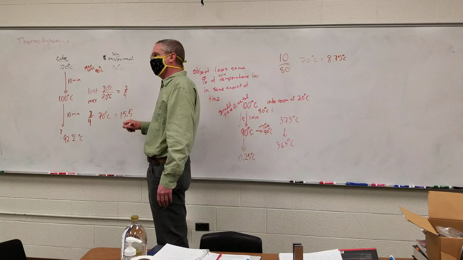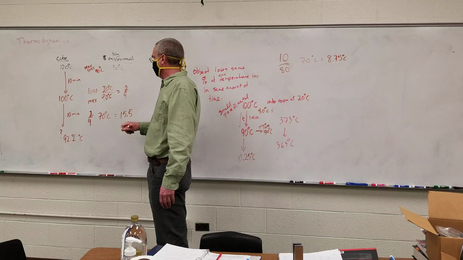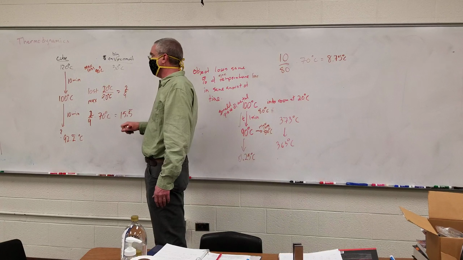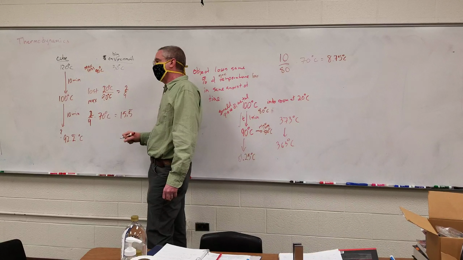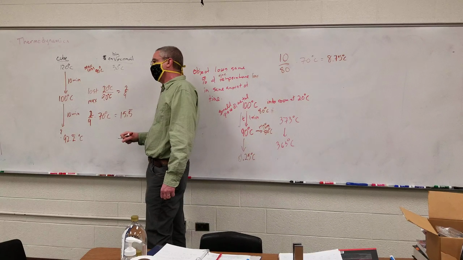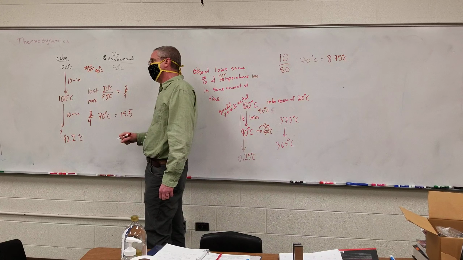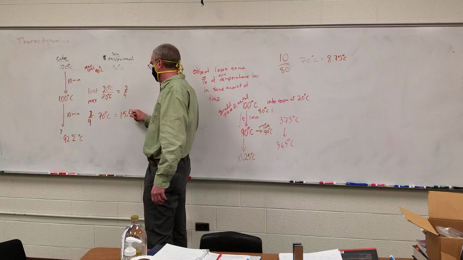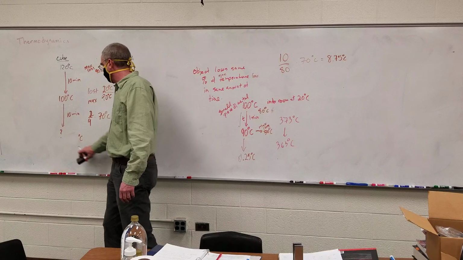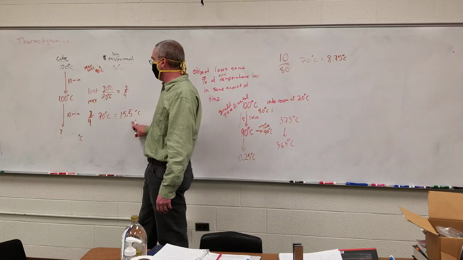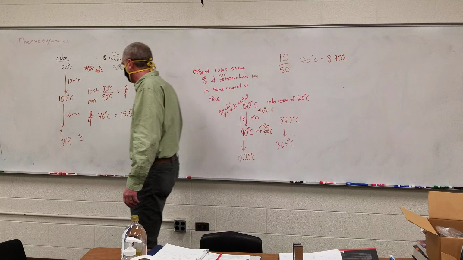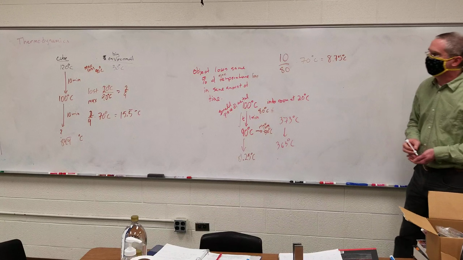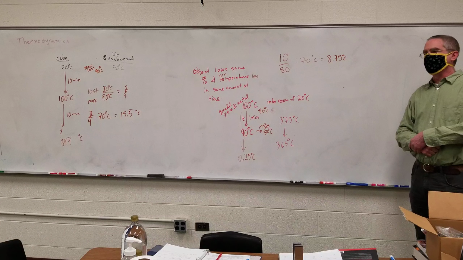15.5 repeating. Because now you're doing 70 divided by 2 over 9. 70 times 2 over 9. Yeah, 15 and 5 over 9. Okay, so 15.5 repeating. That's how much it's going to lose. So that number's wrong. So it's losing a little bit more than 15 degrees. So this would be 84.4 repeating. That feels better.